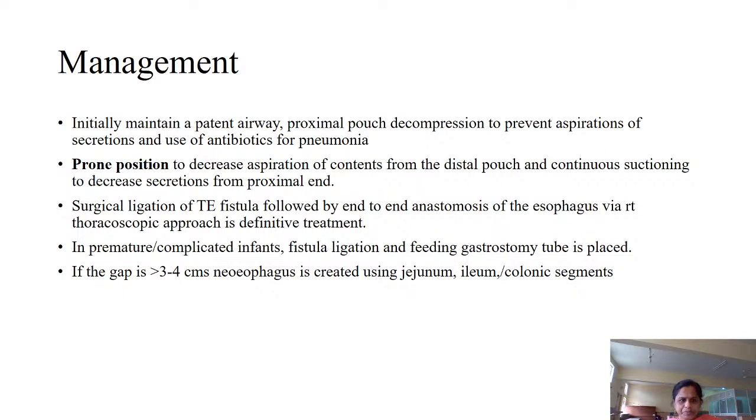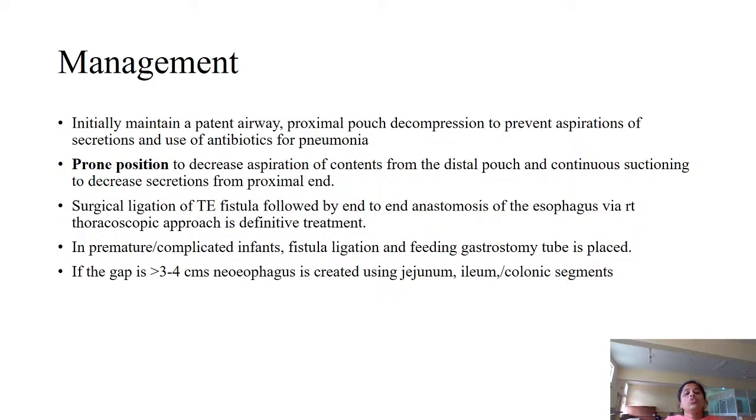And here, management. Initially, obviously, the first most important thing is to maintain a patent airway. So what we have to do is maybe intubate the child if necessary. We have to maintain an airway, and then decompress the atretic proximal pouch and prevent aspiration, so you don't feed the child anything. If there is a fistula, it may go to the tracheal component and get aspirated and pneumonitis occurs. So maintain a patent airway, aspirate the pouch, decompress it, and use antibiotics for pneumonia.